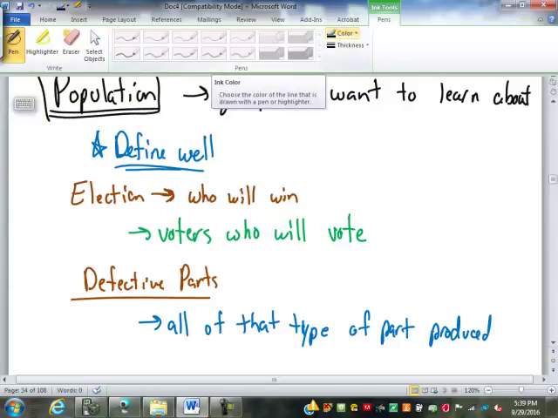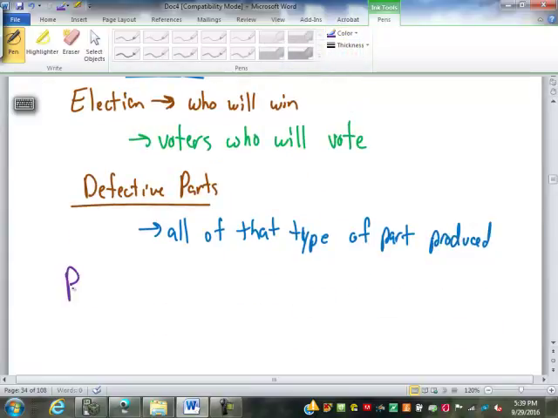We don't generally study the population. We would like to know information about the population. Information about the population, or items that describe the population, are called parameters. So it's information describing the population.